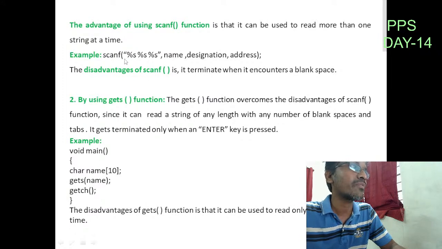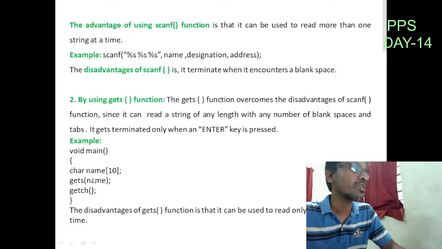Whereas in the scanf function, within a single statement you can read more than one string at a time. In the gets function, only one string is accepted at a time. But here the advantage is, you can provide any number of blank spaces or any number of tab spaces, and it will be accepted, but it will be terminated only when you press the enter button.